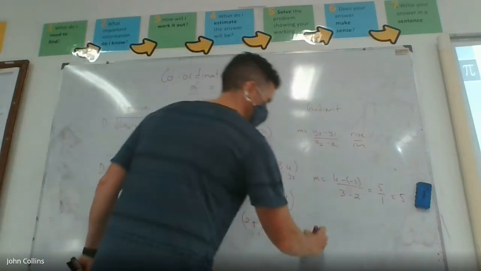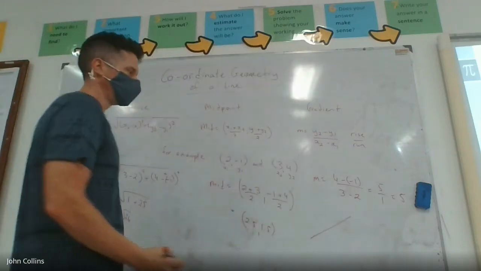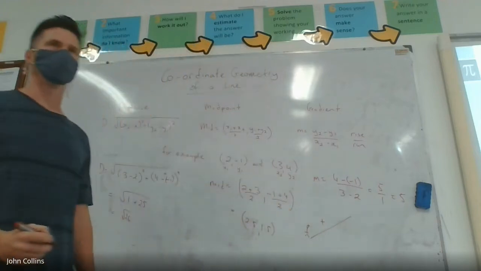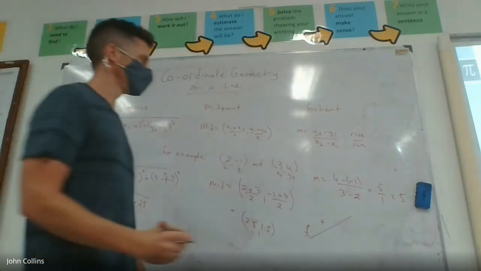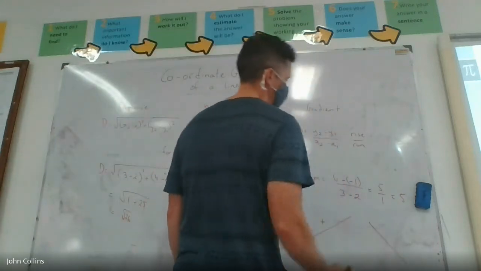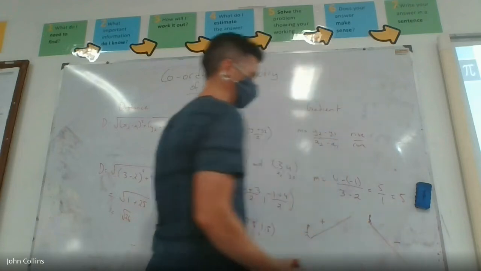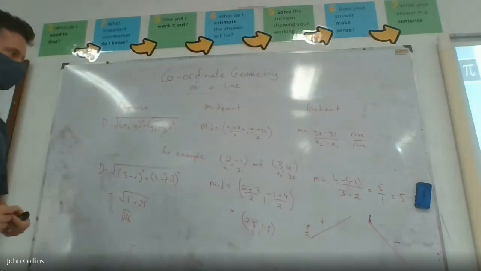Remember, the line is going uphill. The dude is facing it. That's a positive slope. You always read slope from left to right. And if it's going downhill, you're reading it from left to right. That's a negative slope. Negative gradient.